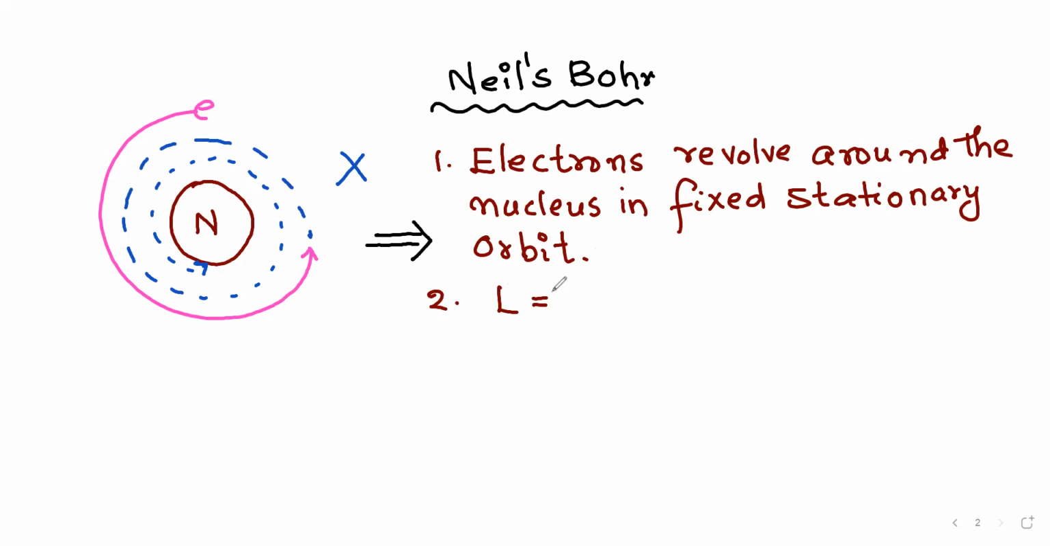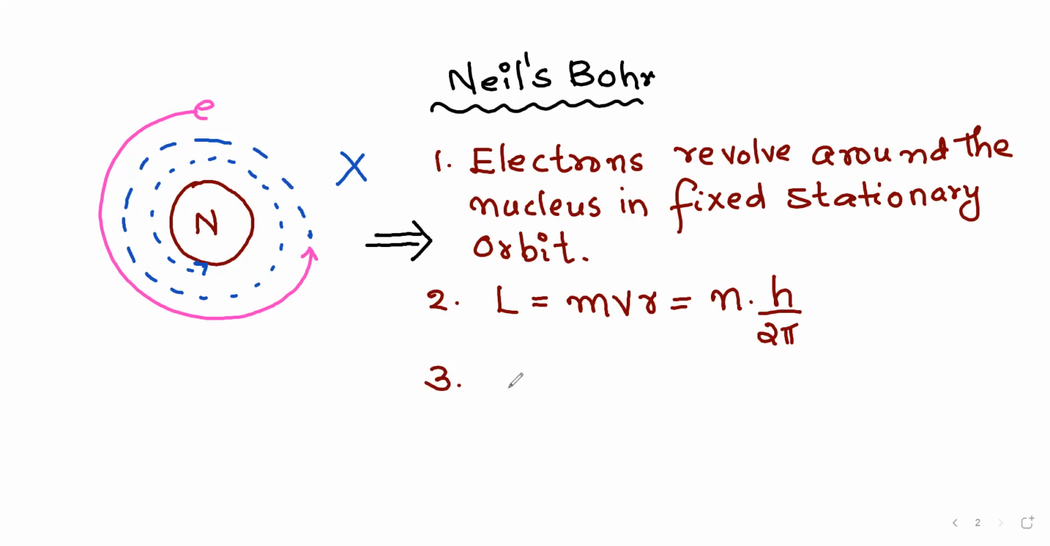It's not allowed that everywhere around the nucleus there will be orbits. Only those orbits are permitted whose angular momentum, that is linear momentum times radius, is an integral multiple of h by 2 pi. So only those orbits are allowed whose angular momentum is an integral multiple of h by 2 pi.